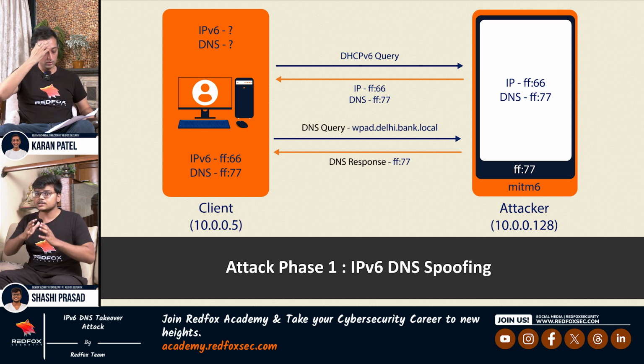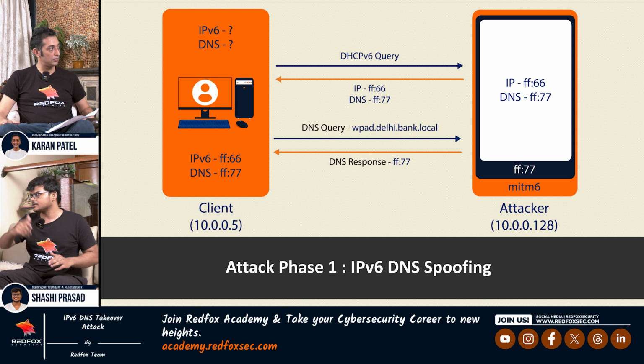Since it's a very complicated attack, if we look at it this way, it will make more sense. So let's start with attack phase 1, which is IPv6 DNS spoofing. As the name suggests, we are going to spoof the DNS. So we have our client here and we have our attacker machine here.